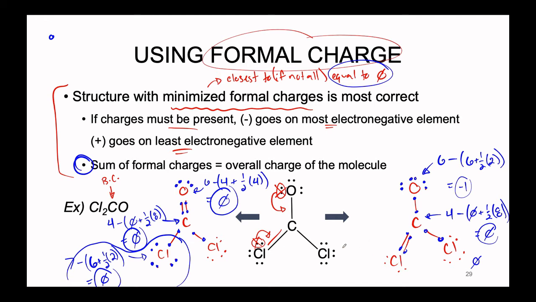Our chlorine normally has 7 valence electrons. We're going to subtract out our 1, 2, 3, 4 lone pair electrons, and add to that 1/2 of the bonding pair, which is 1, 2, 3, 4 electrons. And this gives us a total of 7 minus 6, which is +1, what we expected to see. Our oxygen has a -1 formal charge and our chlorine has a +1 formal charge.